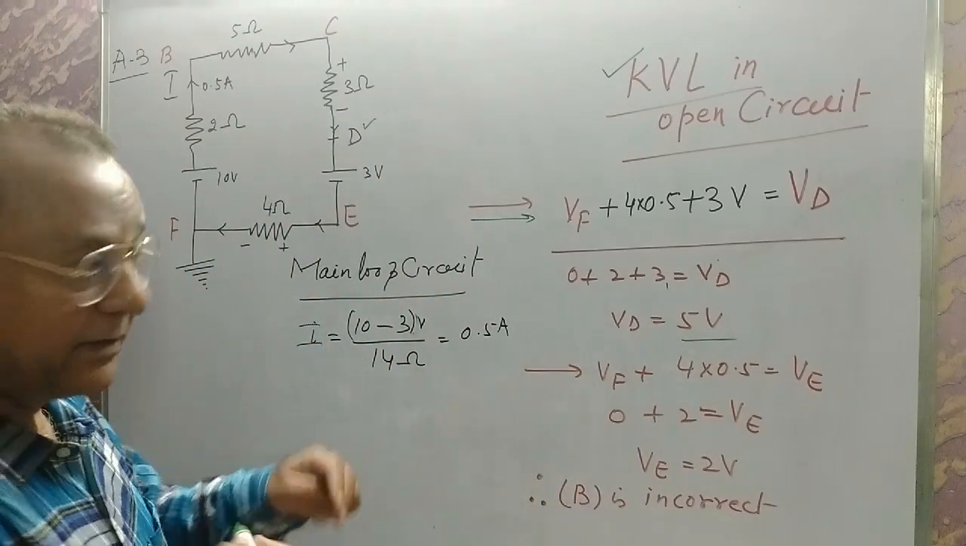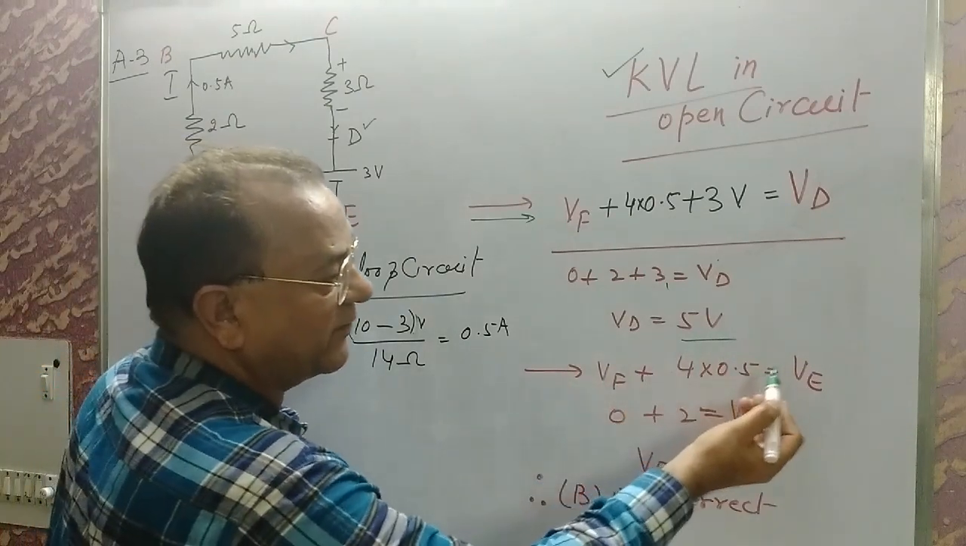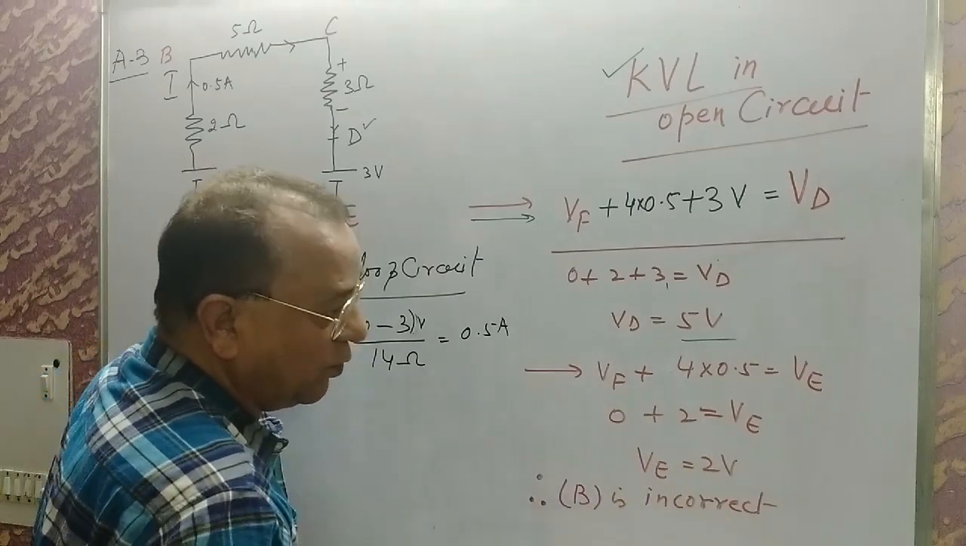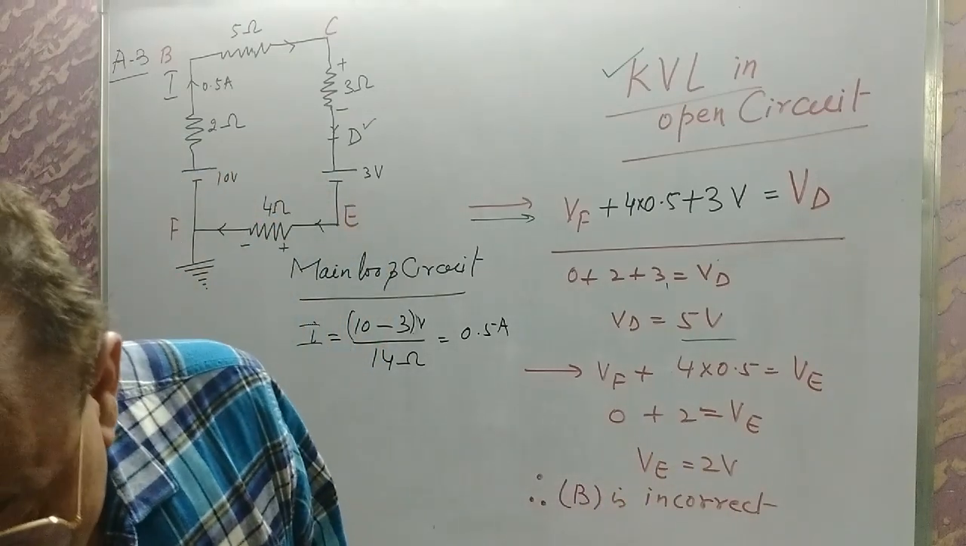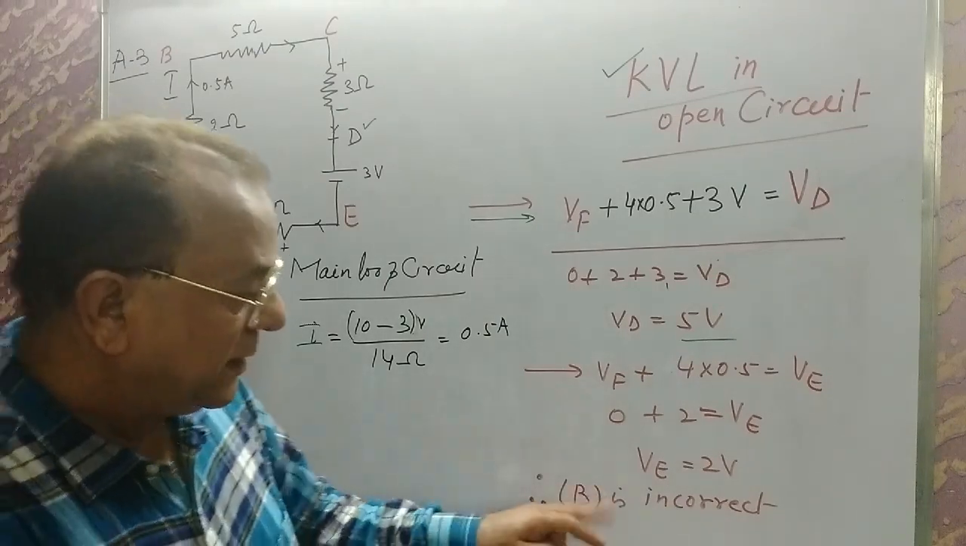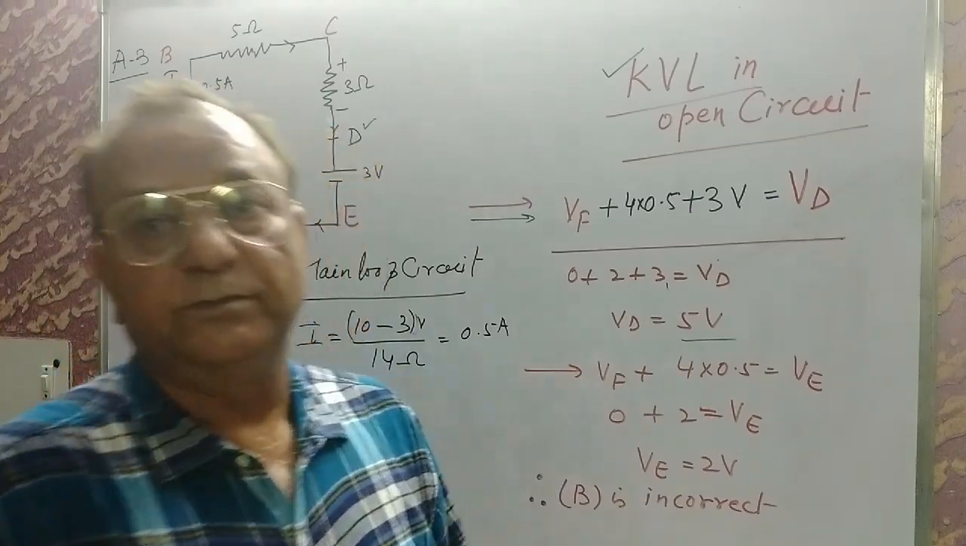Again, similarly applying, VF plus 4 into 0.5 is equal to VE. 0 plus 2 is equal to VE. VE is equal to 2 volt. Now, out of the given choices, the second choice B is incorrect. He has asked for the incorrect, wrong statement. Be careful.